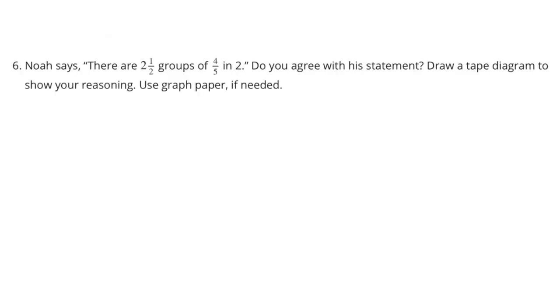Number 6. Noah says there are 2.5 groups of 4/5 in 2. Do you agree with his statement? Draw a tape diagram to show your reasoning. Use graph paper if needed.